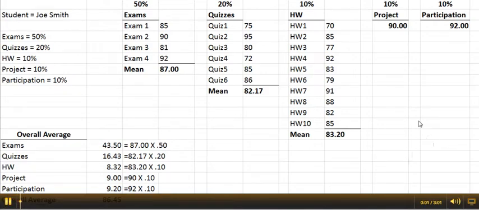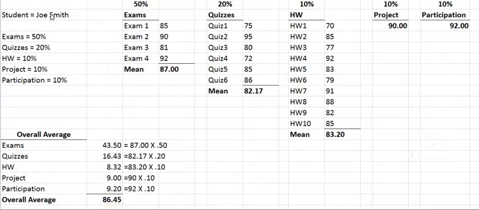Let's take a look at how to calculate a weighted average when we have different categories that are not equally weighted. So here we have our student Joe Smith, and he has a class where his exams are worth 50%, his quizzes are worth 20%, his homework is worth 10%, his project and participation are also 10% each. On the right here we have all of his grades.